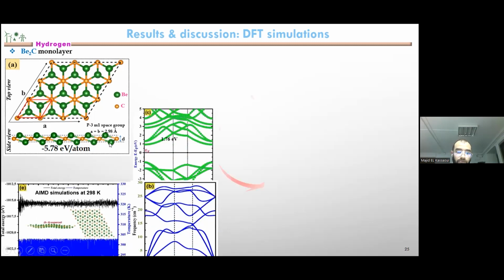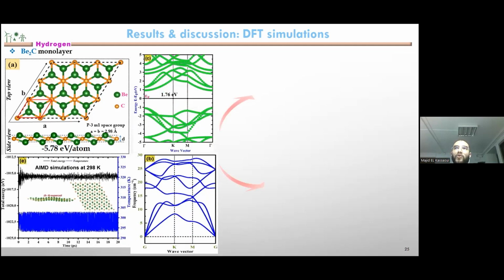According to our computation and different approximations, beryllium carbide has a cohesive energy of 5.78 electron volt per atom, indicating the energetic stability of the beryllium carbide structure. It also has very good dynamical and thermal stability, as shown by the phonon spectra and molecular dynamics simulation.